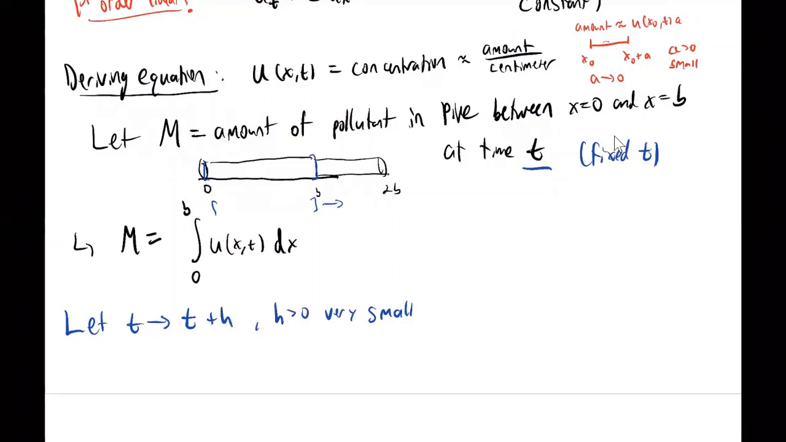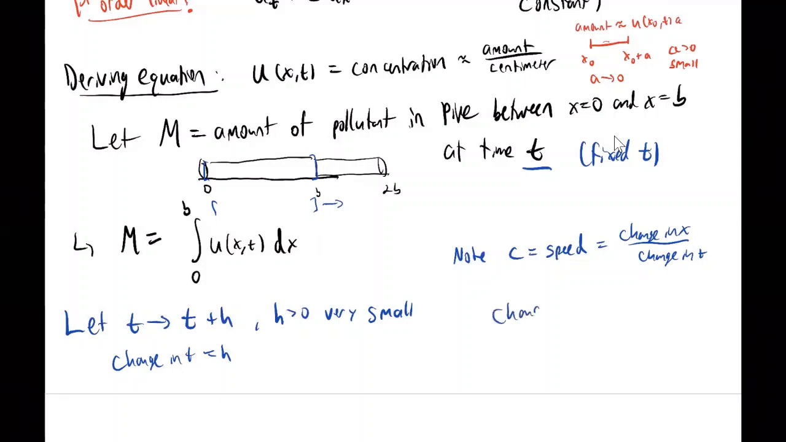And so let's first determine exactly what that amount is. So notice that c is equal to the speed, right? And so speed is like the rate that the position is changing with respect to time, right? So that's going to be the change in x over change in t. Well, the change in t is exactly h, because I've perturbed t by this quantity h. So therefore we expect that the change in x should be change in t times c. So it should be h times c, right?